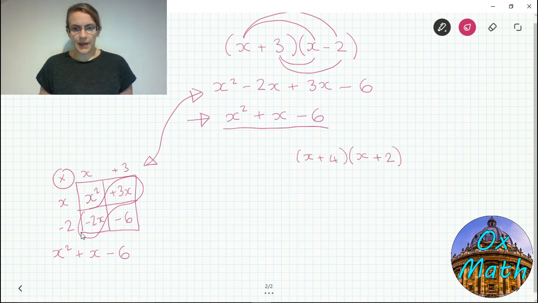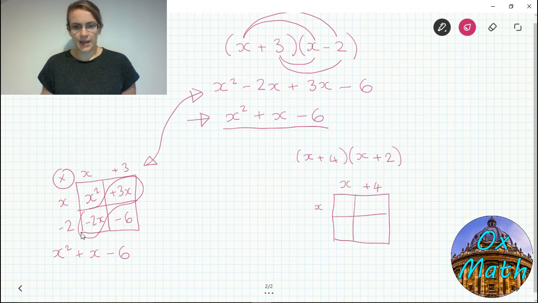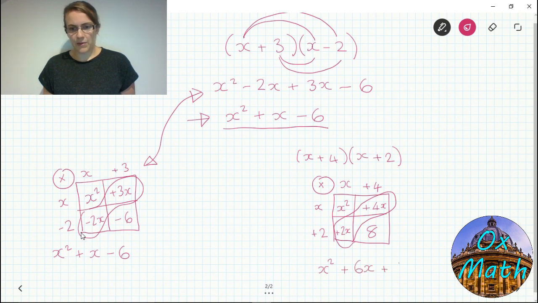So if we want to multiply out x plus 4 times x plus 2, we can draw ourselves a grid. We've got x plus 4 times x plus 2, and again it is a multiplication grid. So x times x is x squared, plus 4 times x is 4x, plus 2 times x is 2x, and plus 4 times plus 2 is 8. So we can then simplify it by adding these two terms together. So we've got our x squared in our top left, the plus 2x and plus 4x give us plus 6x, and then we've got the 8.